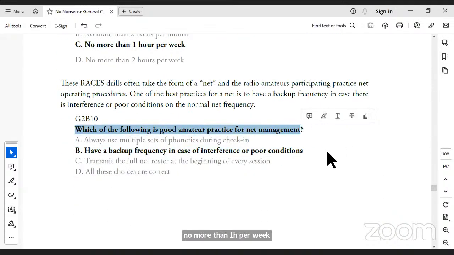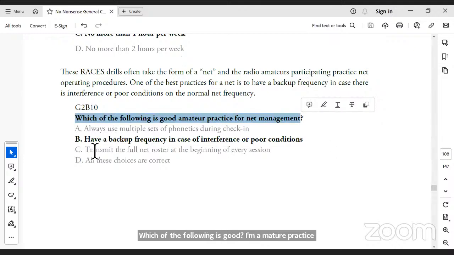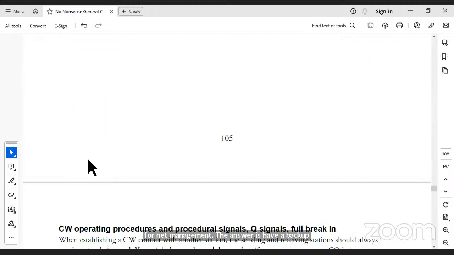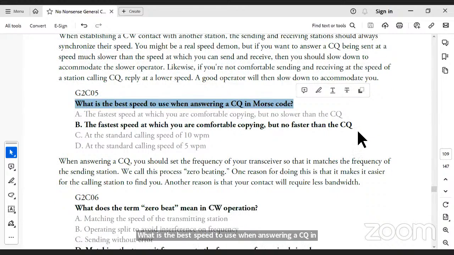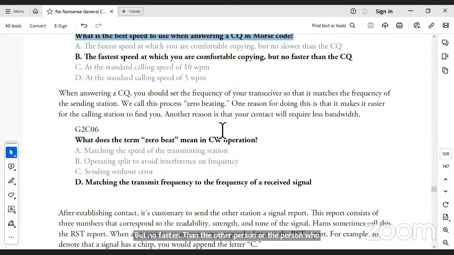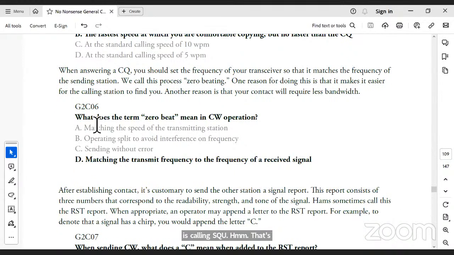Which of the following is good amateur practice for net management? The answer is have a backup frequency in case of interference or poor conditions. What is the best speed to use when answering a CQ in Morse code? Well, the best speed to use is the fastest speed at which you are comfortable copying, but no faster than the other person or the person who is calling CQ.